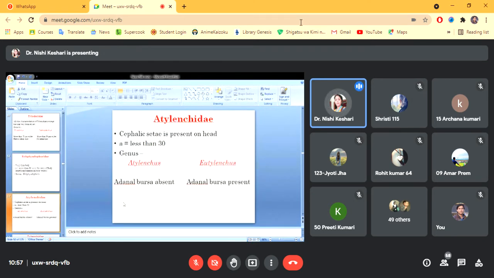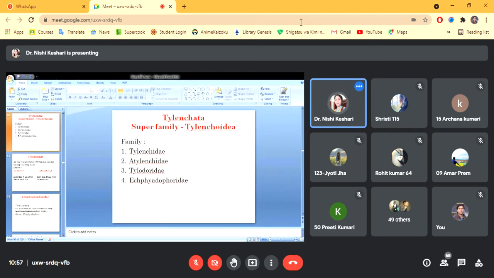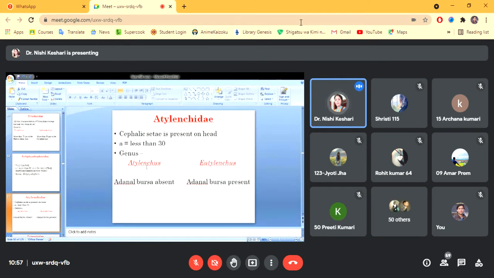Okay, now the third one is Atylenchidae. We have seen Tylodoridae, Epiphydophoridae, and now Atylenchidae, with Atylenchus and Eutylenchus. So these three families don't have many nematodes that are very important.